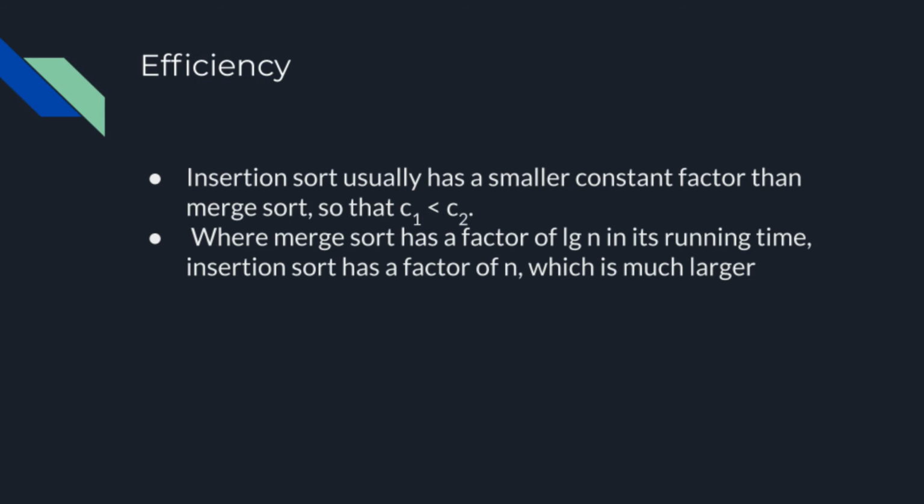Insertion sort usually has a smaller constant factor than merge sort, so that C1 is less than C2. We shall see that the constant factors can be far less significant in the running time than the dependence on the input size n. Where merge sort has a factor of log n in its running time, insertion sort has a factor of n, which is much larger.